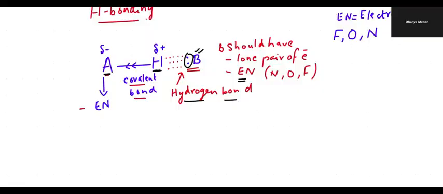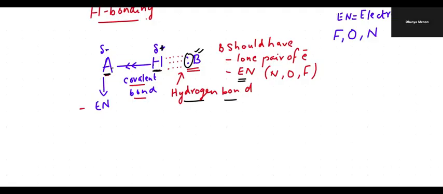Okay, so I repeat once again, hydrogen is bonded by a covalent bond to A. This atom A is highly electronegative, so it attracts the electron pair, giving hydrogen a slight positive charge. And another atom, which is highly electronegative and has a lone pair of electrons, comes near this hydrogen. There is an attractive force between the hydrogen and atom B. And this force of attraction is called as hydrogen bond.